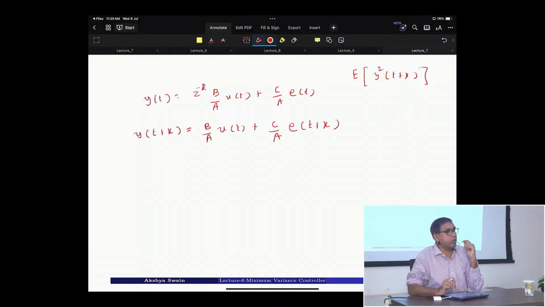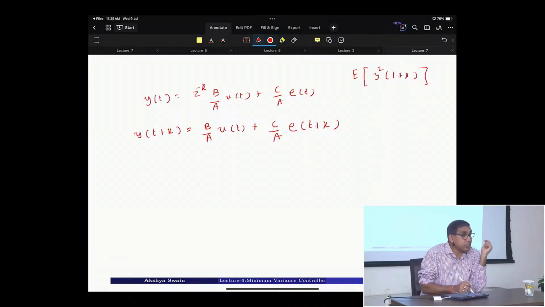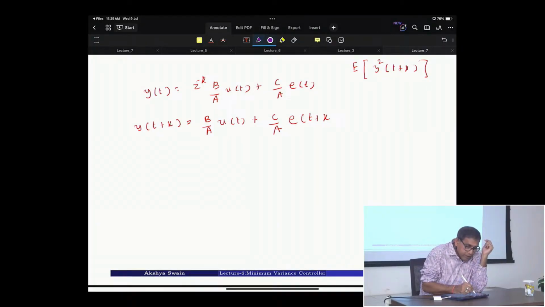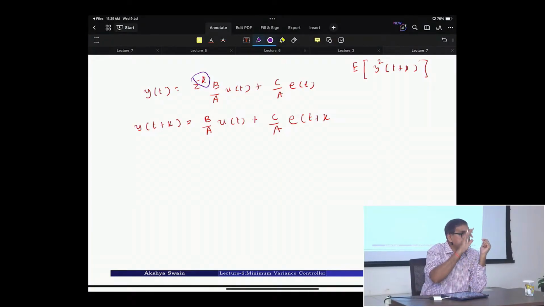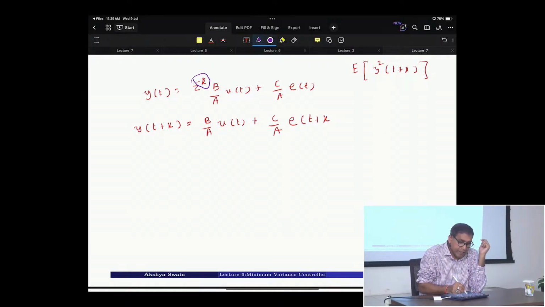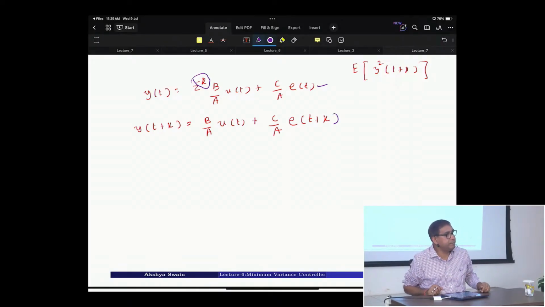Is there any problem understanding these few lines? You have to understand because I need it. Z to the power minus k is there here. So therefore y t plus k means this is gone, right? So we got only b by a u t and c by a e t, so it becomes e t plus k, right?